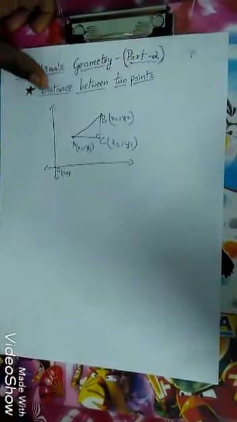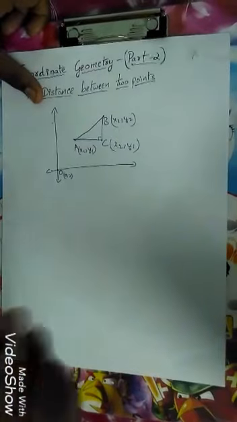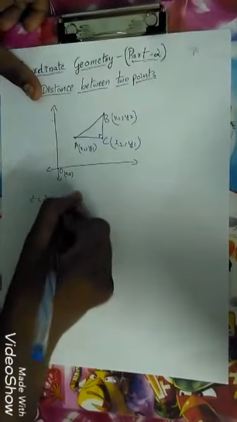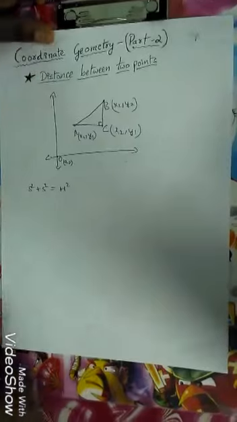Now let me apply the Pythagoras theorem. The Pythagoras theorem is side square plus side square is equal to hypotenuse square. If you have any doubt about the Pythagoras theorem, check out my last video about the Pythagoras theorem. It is in the description box.